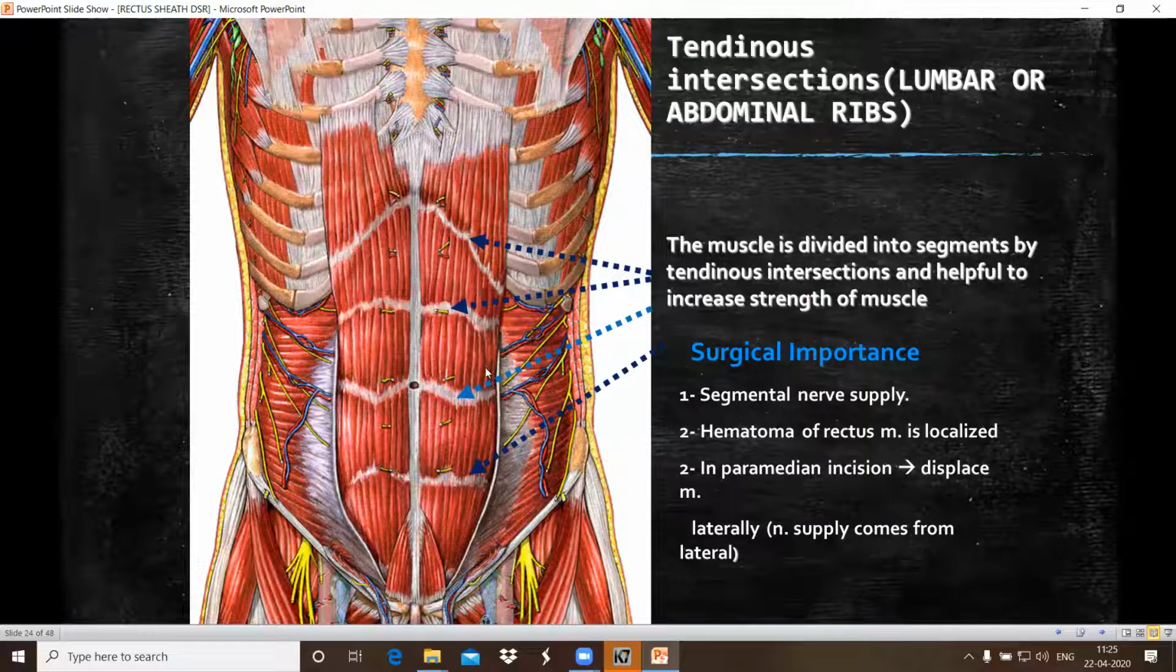So where are they present? Generally, only three tendinous intersections are present.